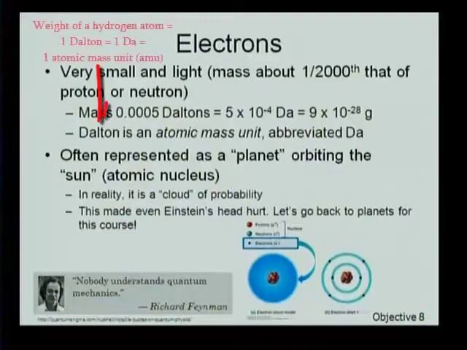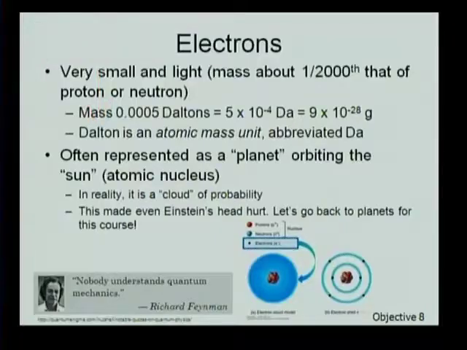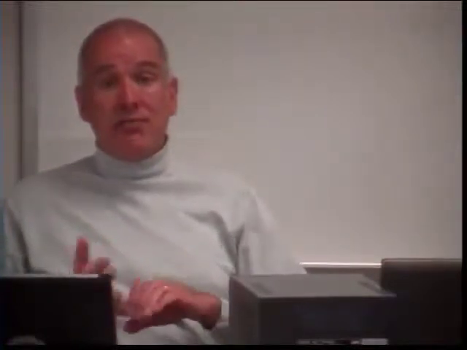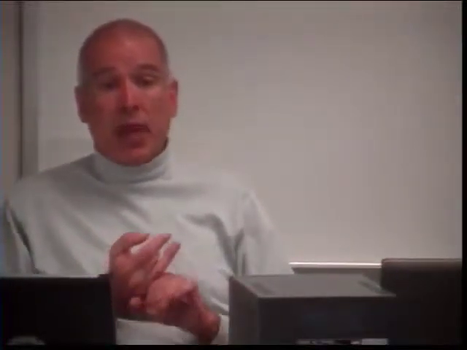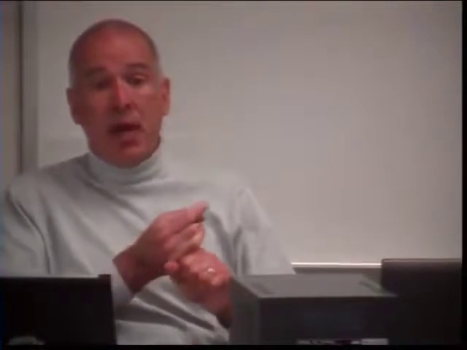1 Dalton is an atomic mass unit. So we'll see this used interchangeably, either as an atomic mass unit or a Dalton or a capital D little a. And those are what are called atomic mass units. So this is the mass of a hydrogen atom. And it's not just any old hydrogen atom, but a hydrogen atom, as we'll see later, that's made up of 1 proton and 1 electron, is 1 atomic mass unit, or 1 Dalton.